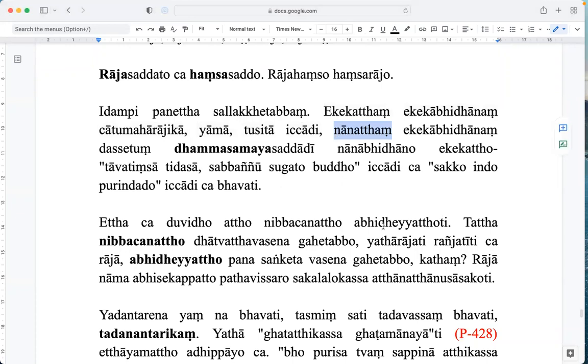Nanatan is the word which has various meanings, but ikigabidana has each name. So dhamma samya sadadi nanabidana do iki kato.